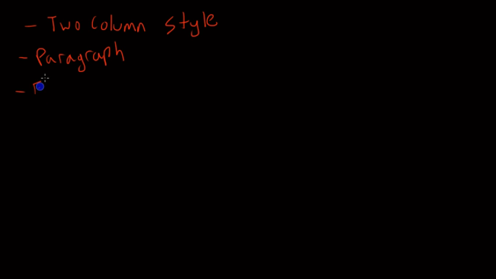You can use the two column style. You can use the paragraph style, or you can use a flowchart style. So I'm going to go a little bit more in depth of what each of those things are. So two column style looks something like this. Columns are the ones that go up and down, not rows like side by side.